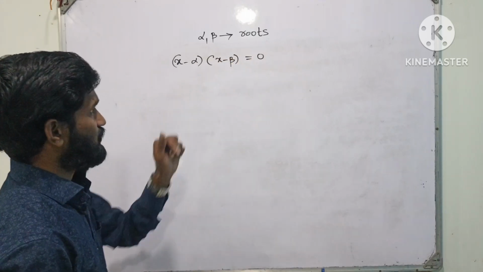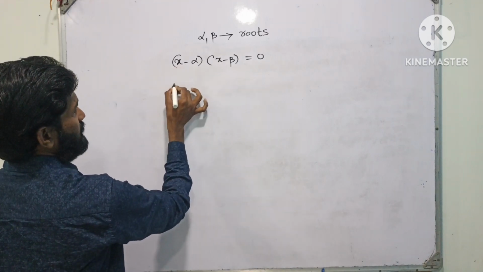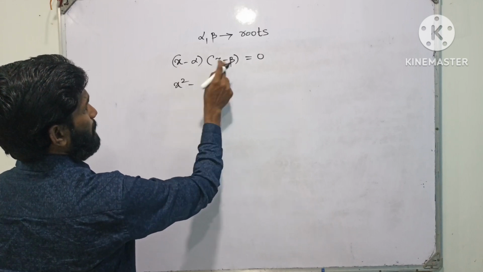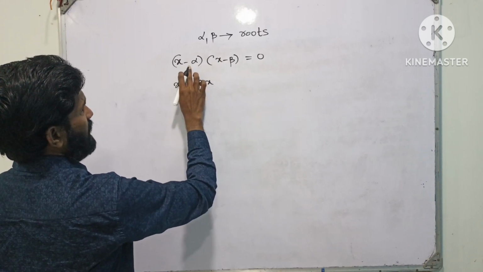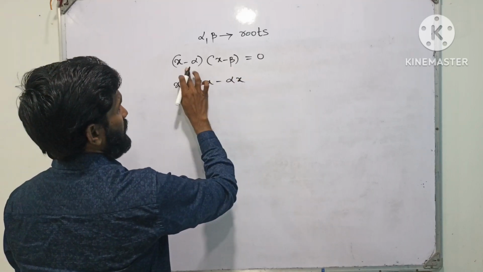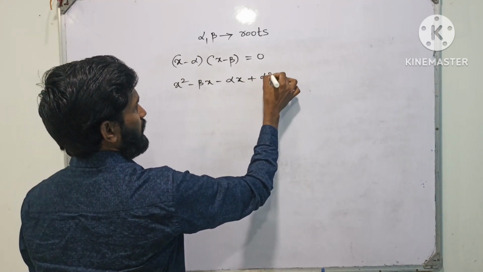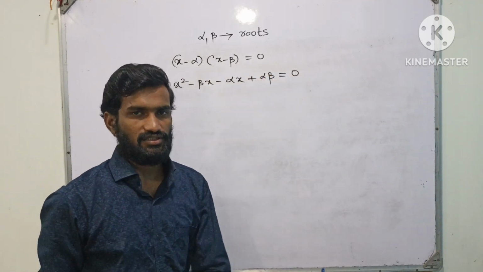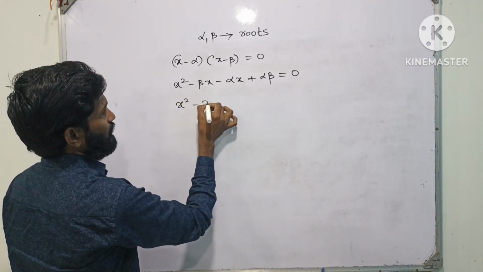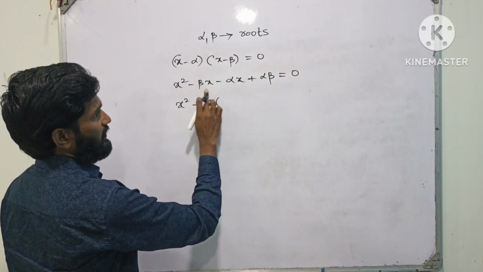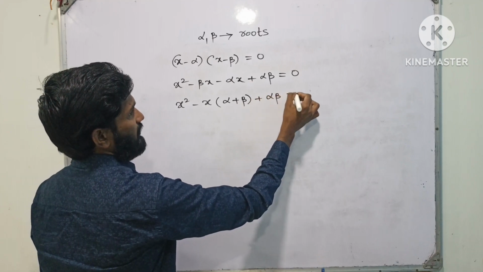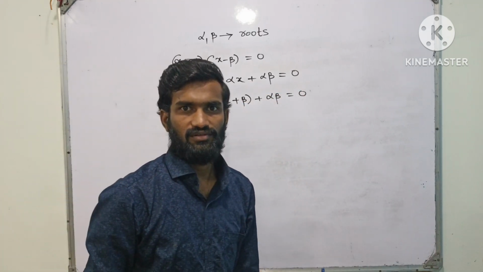Otherwise, if I simplify this, what will happen? x into x is x square, x into minus beta is minus beta x, minus alpha into x is minus alpha x, and minus alpha into minus beta gives plus alpha beta, which equals 0. Here, if I take minus x common, alpha is there and beta is there, so we get x square minus x into (alpha plus beta) plus alpha into beta, which equals 0.